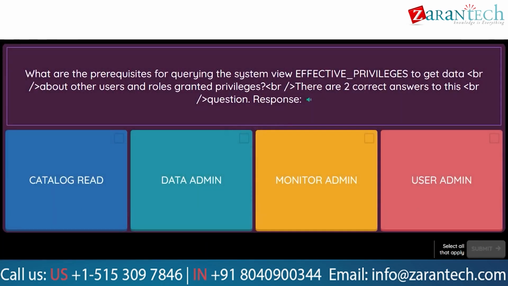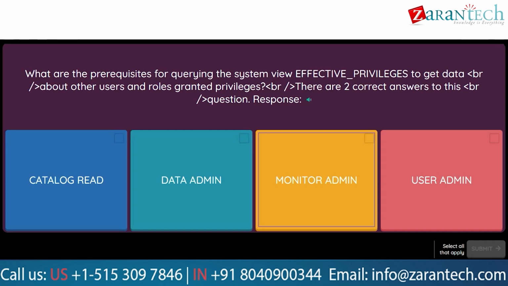Question: what are the prerequisites for querying the system view EFFECTIVE_PRIVILEGES to get data about other users and roles granted privileges? There are two correct answers to this question. Response: Option 1, catalog read. Option 2, data admin. Option 3, monitor admin. Option 4, user admin.